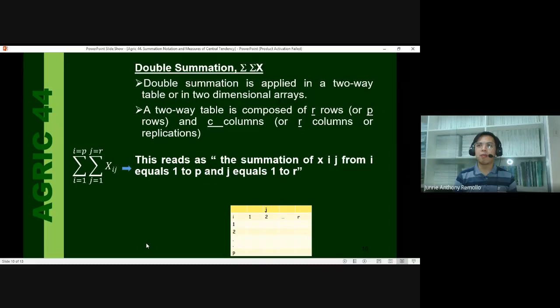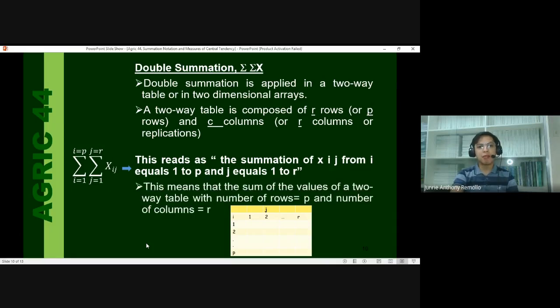Say for example, if you have 4 types of fertilizers, you could come up with 4 rows, no? Which is shown in the next slide. Then given that you need to replicate it 4 times, you need to come up with 4 columns. So it's a two-way table that is composed of P rows and R columns or replications. Okay? So this reads as the summation of xij from i equals 1 to P and j equals 1 to R.